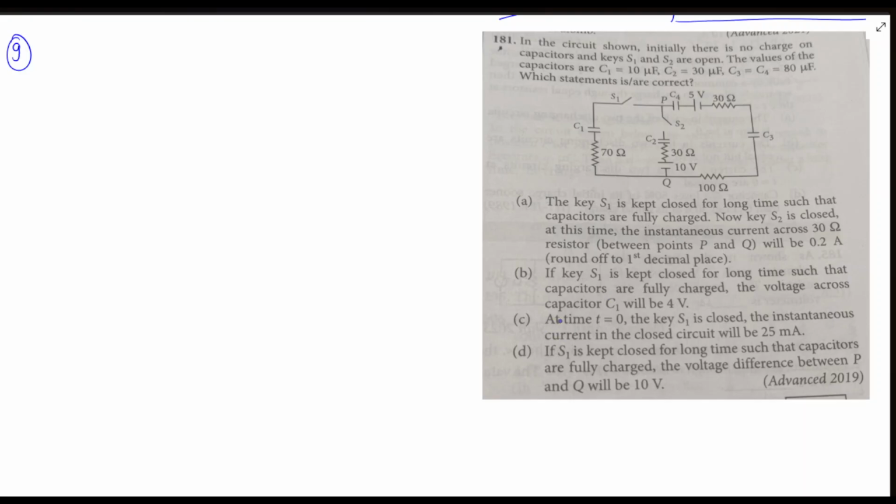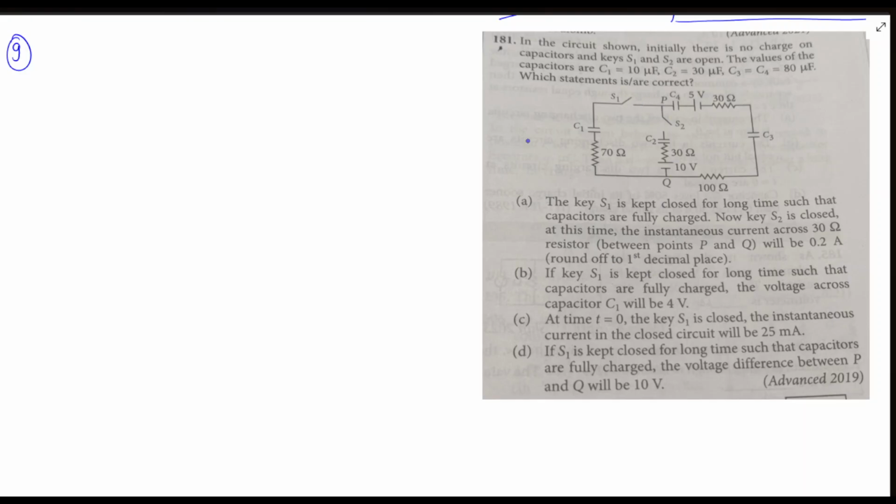So we'll choose which option we can solve the fastest. Okay. So if the key S1 is kept closed for a long time so that the capacitors are fully charged, the voltage across C1 will be 4 volt. Okay, so let's solve this one.